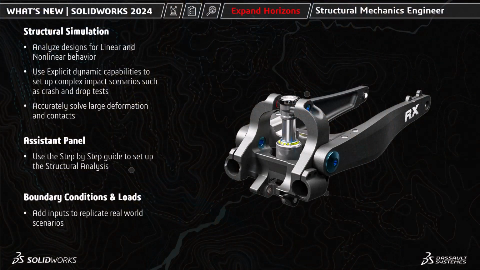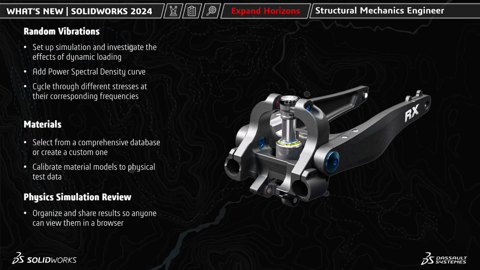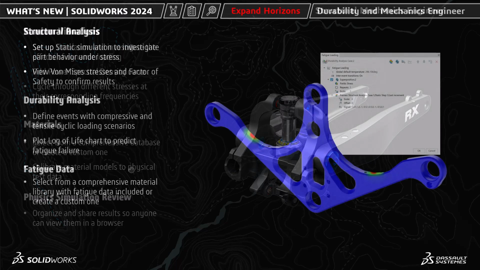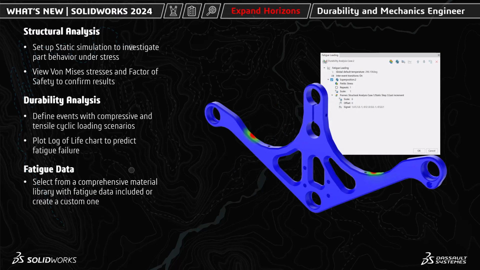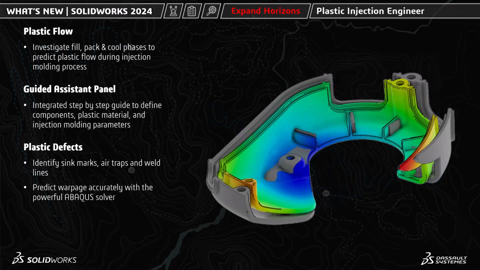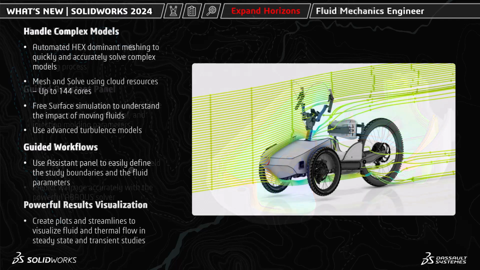In summary, Structural Mechanics Engineer gives us the ability to conduct linear and non-linear studies all on the cloud. The Durability and Mechanics Engineer role allows us to conduct in-depth durability and fatigue simulation. The Plastic Injection Engineer role gives us accurate plastic flow simulation. And with the Fluid Mechanics Engineer role, we also have the ability to carry out fluid flow analysis all on the cloud.